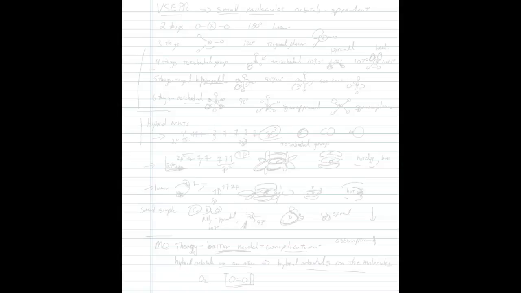This is a lesson on VSEPR, valence shell electron pair repulsion. This says in small molecules, the geometry depends upon the electron orbitals spreading out as far as they can in three-dimensional space.